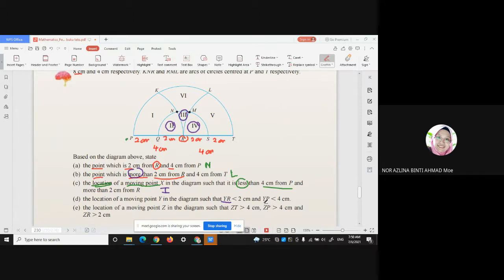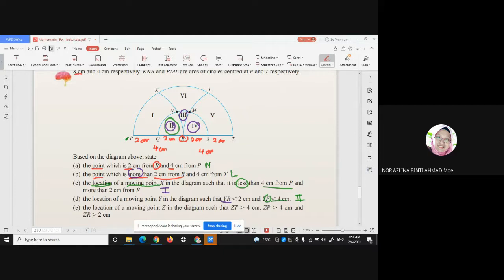Next information. YP, locus Y, with a point P less than 4 cm. YP means from P, this is P, less than 4 cm. So we know 4 cm is curve K and R. But we want less than 4 cm, so less than 4 cm means inside this curve. So this is 2 only. So the answer, location for Y, locus Y at 2.